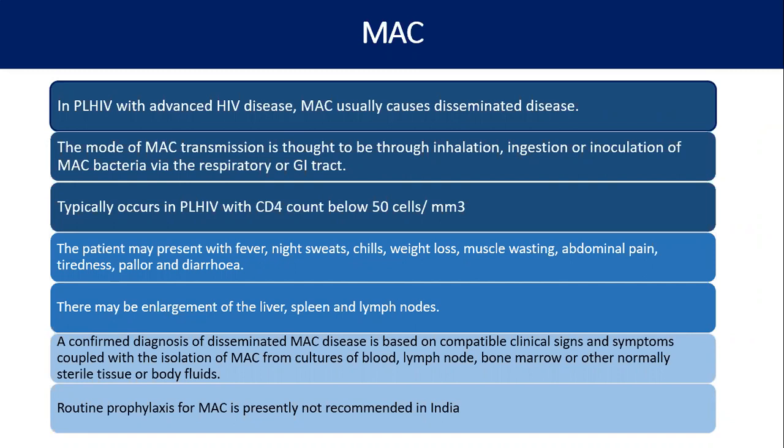The patient may present with fever, night sweats, chills, weight loss, muscle wasting, abdominal pain, tiredness, and maybe enlargement of the liver, spleen, and lymph nodes. A confirmed diagnosis of disseminated MAC should be based on compatible clinical signs and symptoms, coupled with the isolation of MAC from culture of blood or lymph node, bone marrow, or other tissues or body fluids. Routine prophylaxis for MAC is not recommended in India.